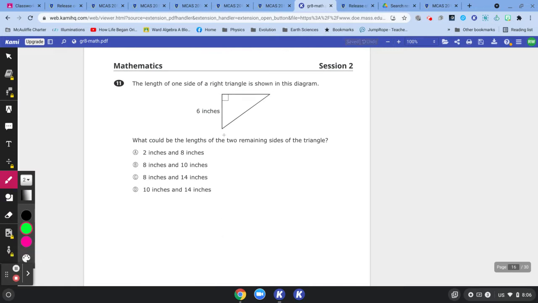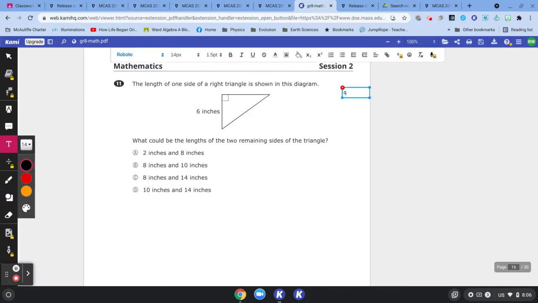Okay, I was also asked to talk about number 11. So number 11 is a Pythagorean theorem question. Because this is a right angle, what we can now apply is, of course, A squared plus B squared equals C squared. Now we are given one of the sides. I guess I have to stretch it out this way. There we go. And we are told one of the sides is 6 inches.